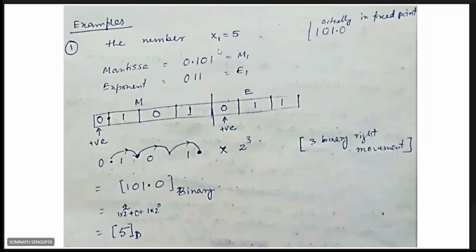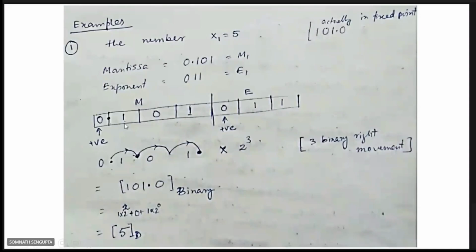So the first digit will be multiplied by 2 to the power minus 1, then plus 0 plus 2 to the power minus 2. So it is 1 by 2 plus 0 plus 2 to the power minus 3. So it is 1 by 8. Okay. But actually in floating point, we have to shift this binary point.